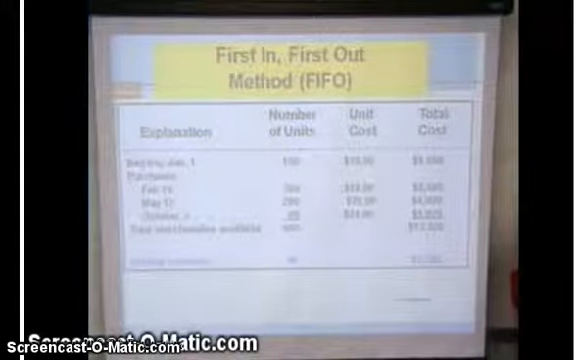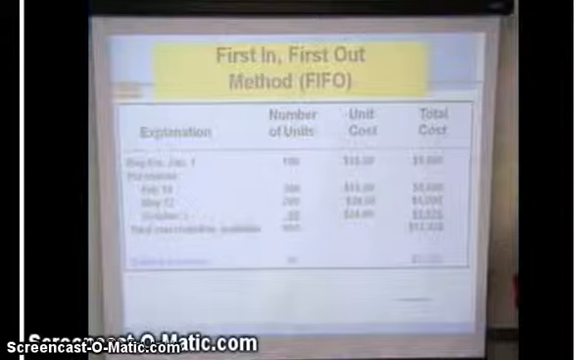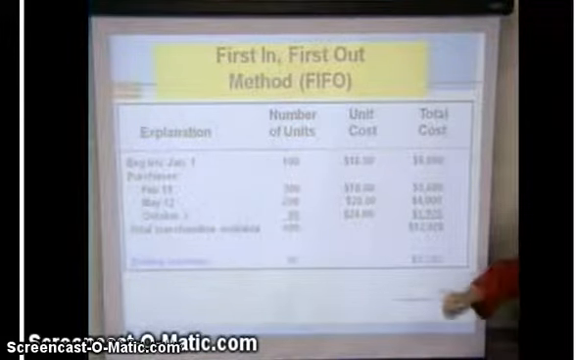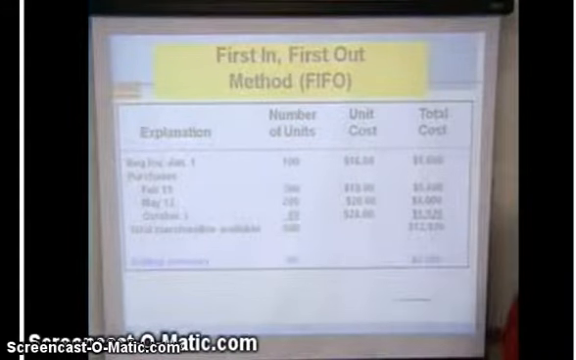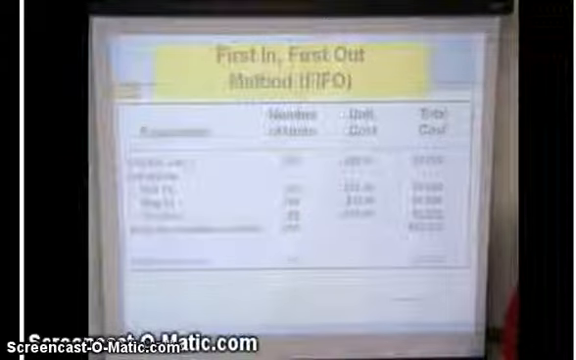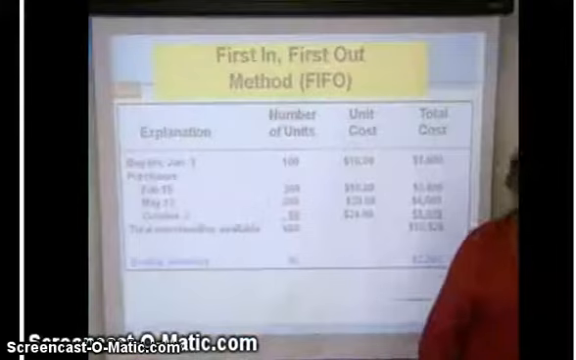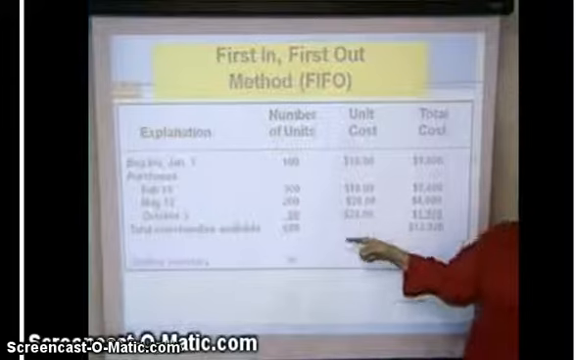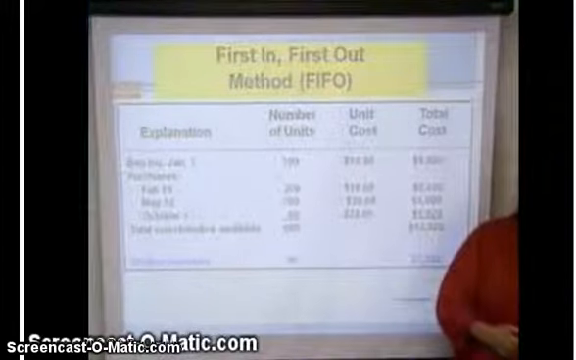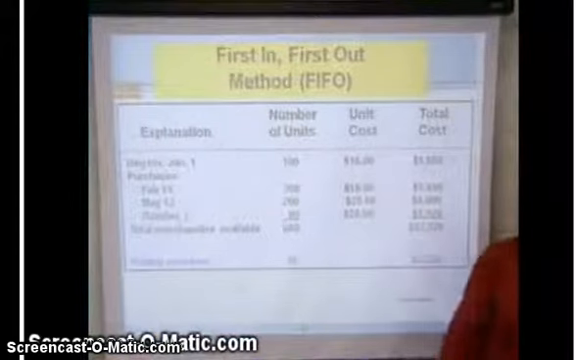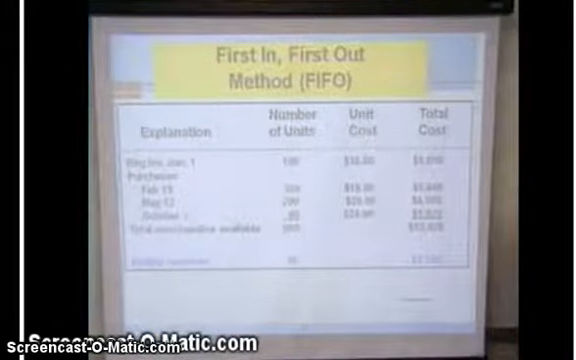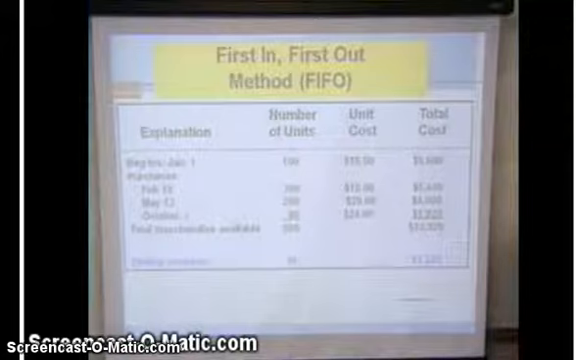However, in this case, assuming that we have already sold the first item, how do we determine our ending inventory value? We got 96 units left. Which 96 are they, and at what cost? The newer inventory. 80 of them will be at $24. Okay, we got 80, so those 80 are going to be at $24, and the last 16 will be $20. So we multiply 16 by $20 and 80 by $24.